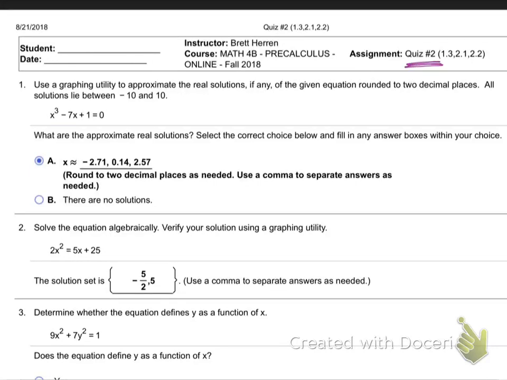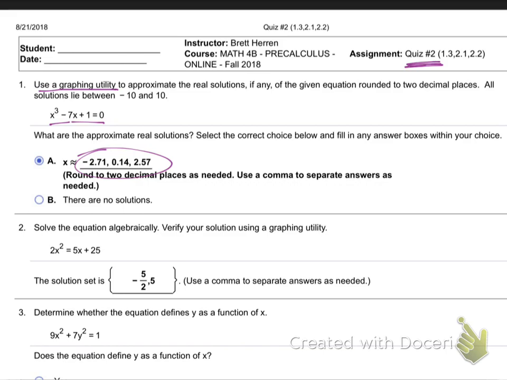Okay, so here's quiz number 2. I'm going to walk you through the steps for doing that. Question number 1 says use a graphing utility to solve that equation. You can see the answers already there. All right, so how do we go about doing that?